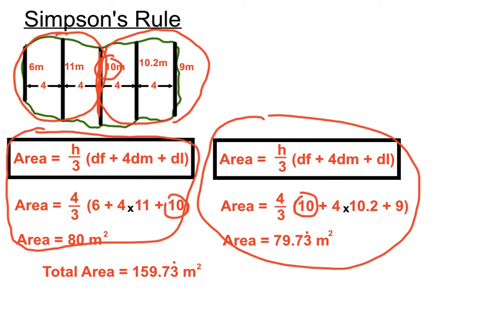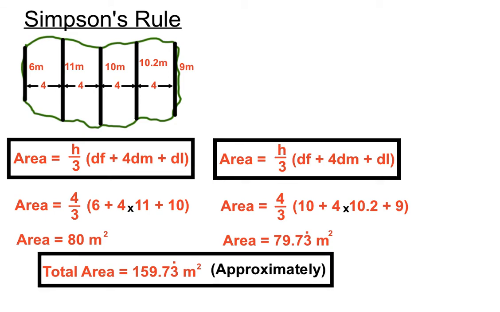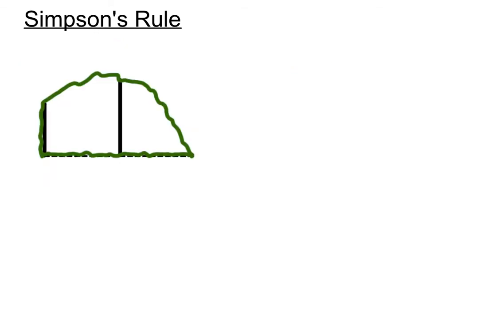Alright, so that gives us a slightly different approximation of the area. We've got to acknowledge, though, it's still an approximation. It might be a better approximation than only having one application of the Simpson's rule, but it's still an approximation nonetheless. Alright, so that's two lots of the Simpson's rule applied and added together.